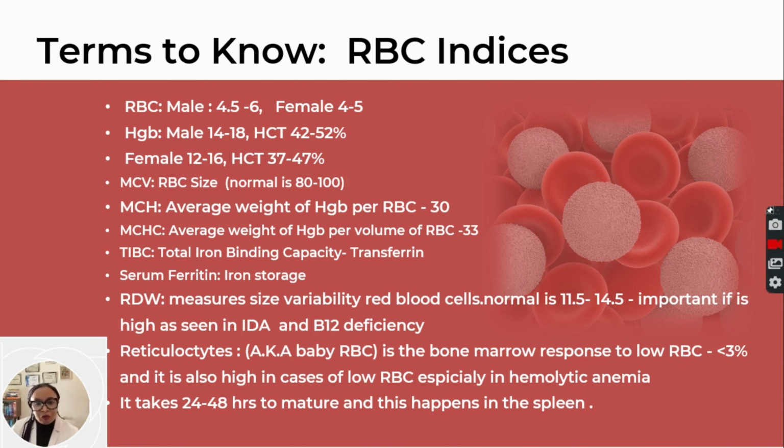One thing I also want to add, it takes about 24 to 48 hours for a reticulocyte to mature, and this maturity all happens in the spleen. I'll go back: when your MCHC is low, you get that pallor, a hypochromic cell. The red blood cells become more pale. We'll continue to talk about that as we go.